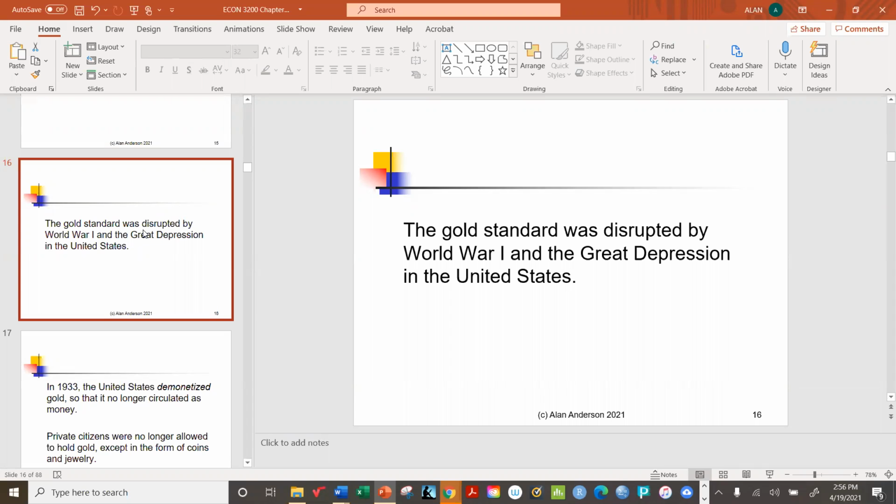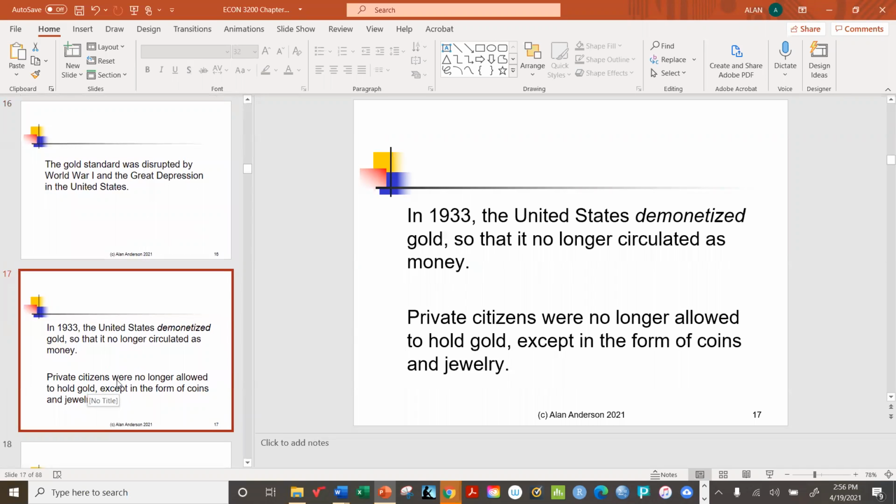And so that would have made it very difficult for other countries to continue on the gold standard because they really didn't have enough gold to keep it going. And then, of course, we had the Depression, and then we had World War II. So in 1933, the US completely went off the gold standard.